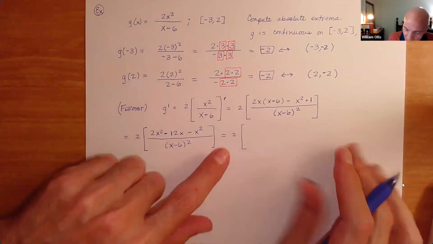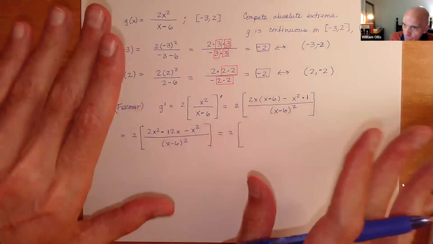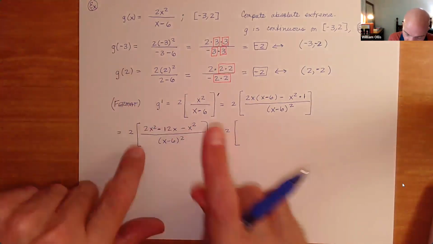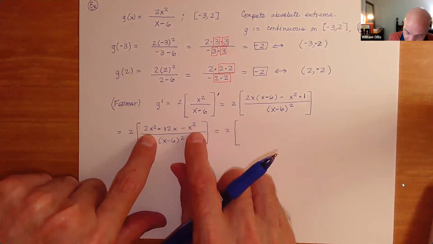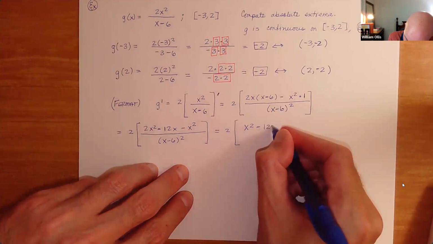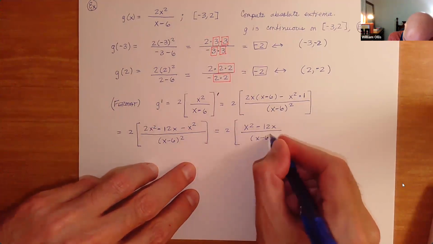Now, notice I'm dragging the 2 along. When we set this to 0, it'll just be gone, but I'm just computing the derivative. I haven't set it equal to 0 because I'm focusing on the algebra. So now notice the 2x squared minus the x squared just gives us an x squared minus 12x divided by x minus 6 quantity squared.